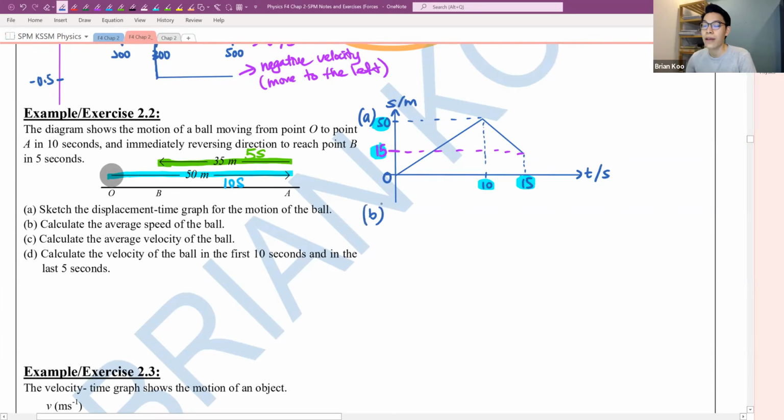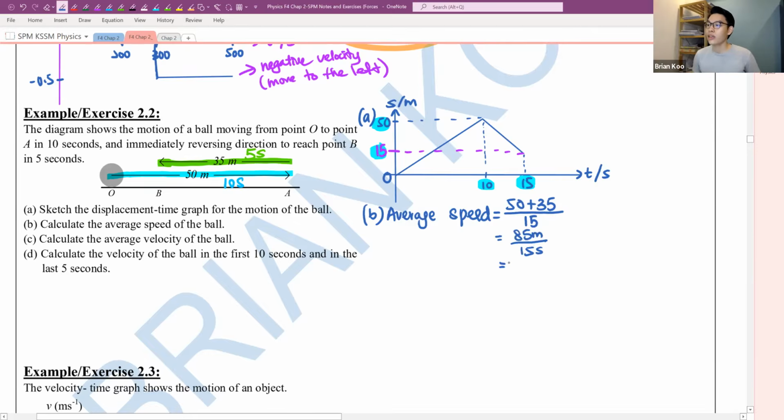So in part B, calculate the average speed. For the average speed, it will be total distance that it has traveled divided by the total time. So let's do average speed. Total distance: at first, travel 50 meters, and then travel another 35 meters, total travel 85 meters. And the time taken is 15 seconds altogether, the entire journey, go and come back, 15 seconds. So it's 85 meters divided by 15 seconds.